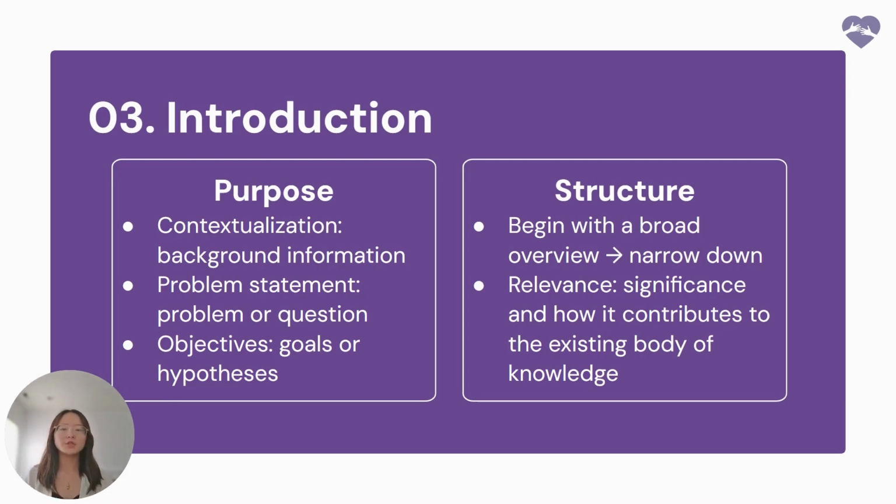Finally, outline your objectives. These are the specific goals or hypotheses that your research will explore. For example, you might say, "the objective of this research is to measure the effect of personalized learning tools on student engagement, with a focus on comparing traditional methods to AI-driven tools." This sets the reader's expectations for what your research will cover.